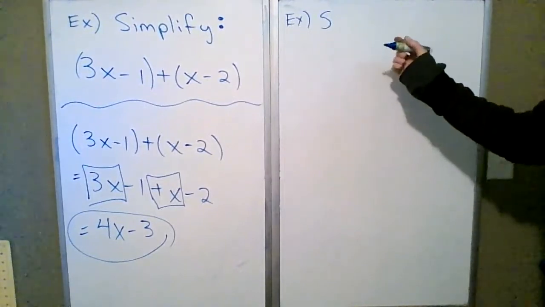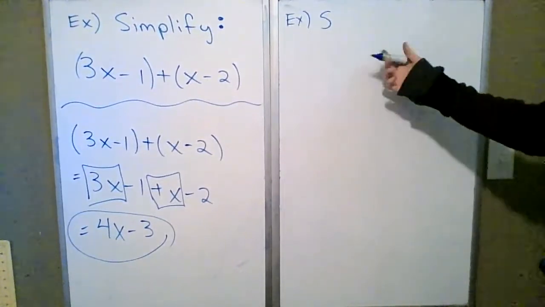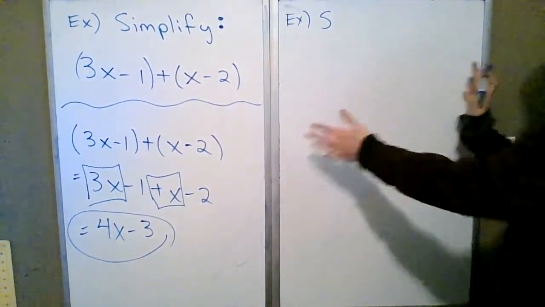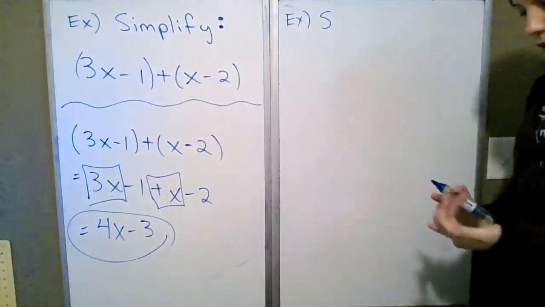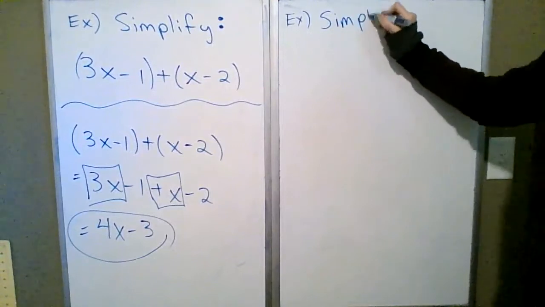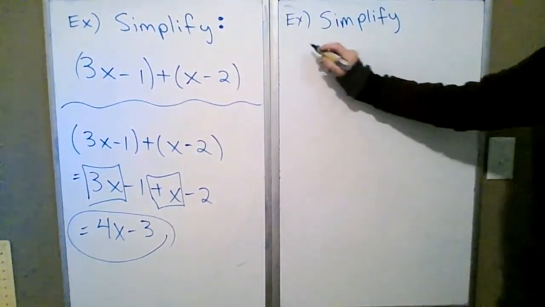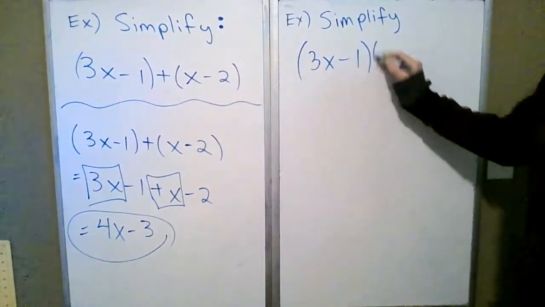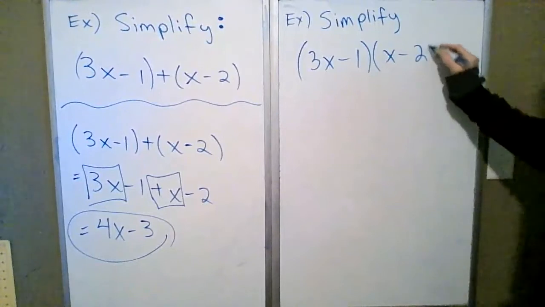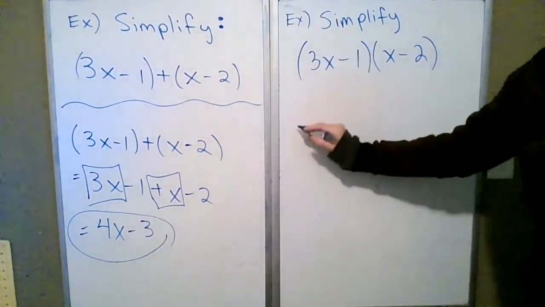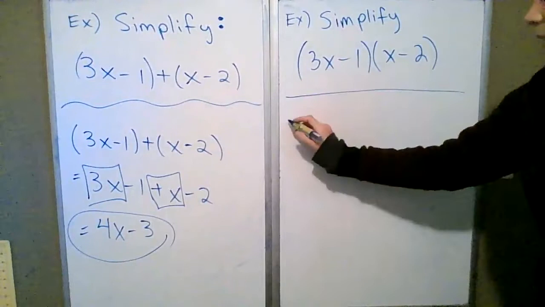So I'm still going to stick with just simplify, which kind of means expand as much as possible and then combine all like terms. And then again, you usually don't want any negative exponents. Okay, take 3x minus 1 and just multiply with x minus 2. First, we're going to FOIL. So let's copy this down.